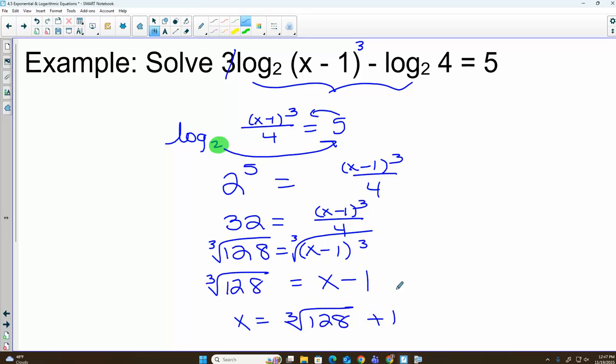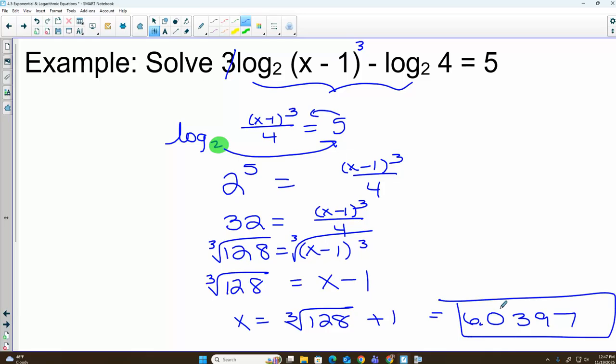So if I put that in my calculator, I get 6.0397. Check it. If I do that, minus 1, it's positive, so we're okay. So far, so good.